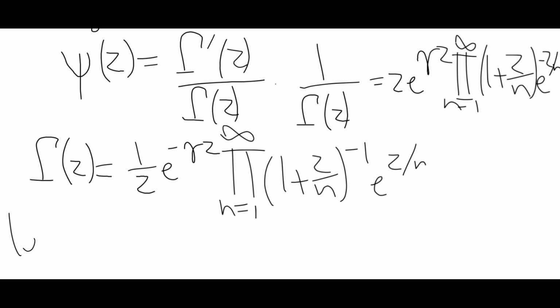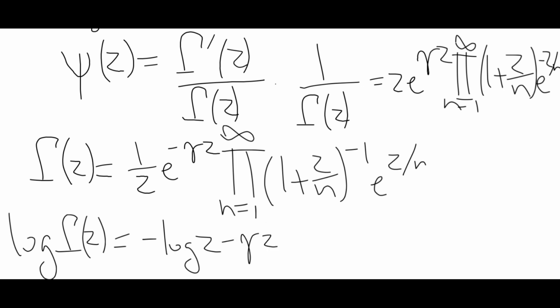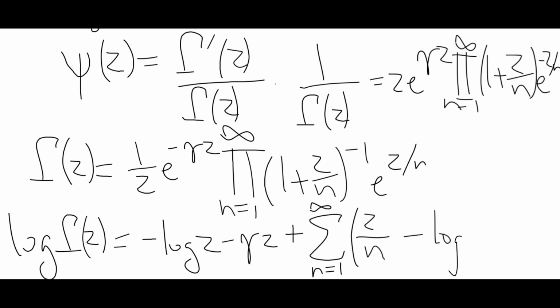Now if we take logs, we get minus log z minus gamma z plus the sum. Now we have a z over n, and then we subtract the log of 1 plus z over n.